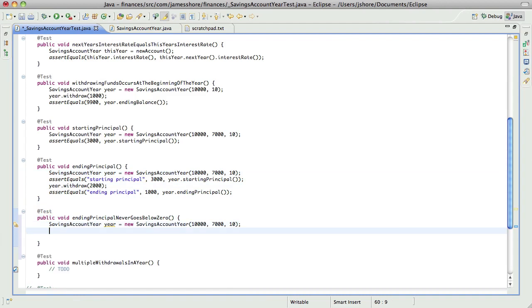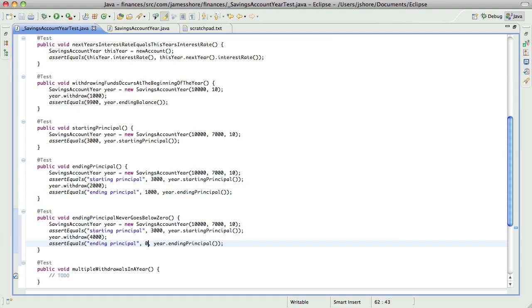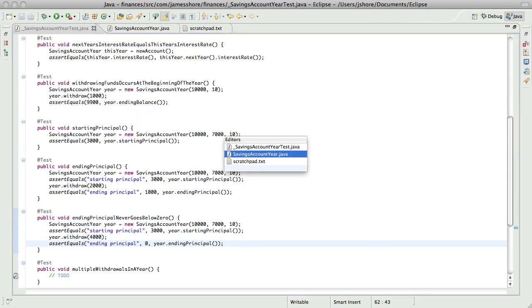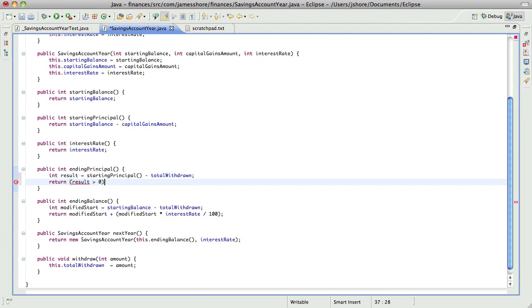So we have savings account here, and we assert equals, and we withdraw. So we have starting principal 3,000, withdraw 4,000, then any principal should be 0. And it was minus 1,000. So the result equals that, and then we're going to return result greater than 0. We will return result, otherwise we will return 0. Okay, that should work.